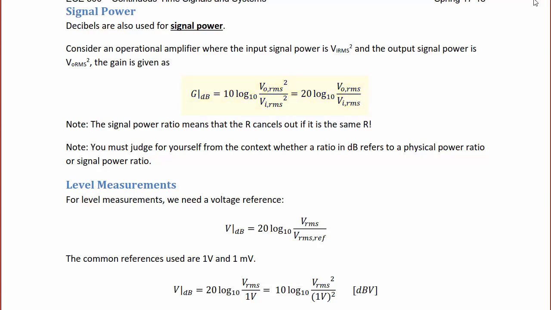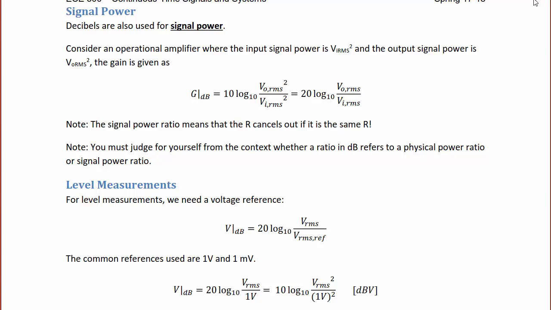Note that the signal power ratio means that R canceled out if it is the same R. Note that you're going to have to judge for yourself from the context whether a ratio in decibels refers to a physical power ratio or a signal power ratio.